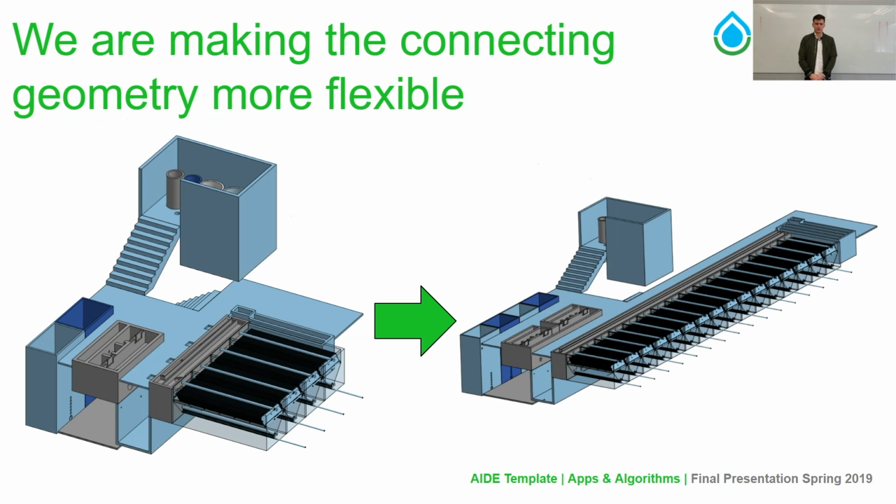Another large goal of the semester was making the connecting geometry more flexible. And by this, you can see from the image on the left, this is more of what the plant would look like normally for a certain size. However, there's always a degree of wanting to change how many components you have in the plant or the dimensions of certain components based on design requirements. And so we were making the connecting geometry able to build no matter the dimensions of the components within it or the amount.